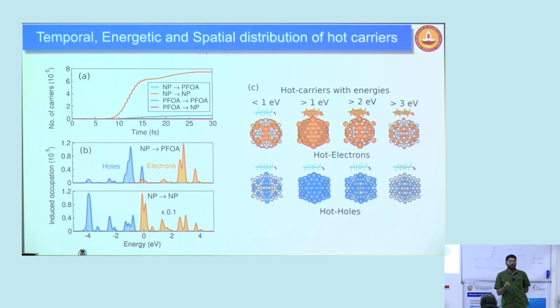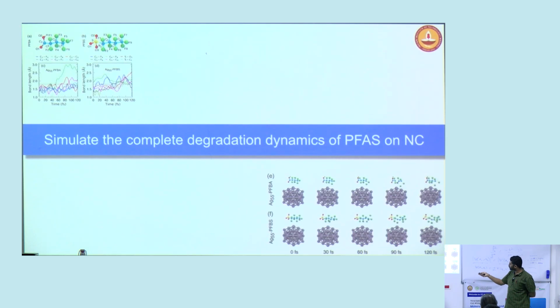Hot electrons went to the PFAS molecule, whereas the hot holes are majorly staying on the nanoparticle. So between hot electrons and hot holes, which can decompose the PFAS? Possibly only the hot electrons, because hot holes are entirely staying on the nanoparticle itself, or nanocluster in this case. So then finally we need to simulate that.